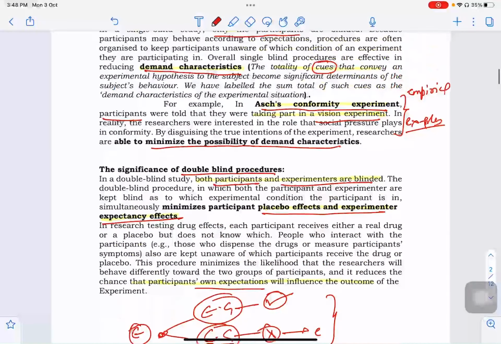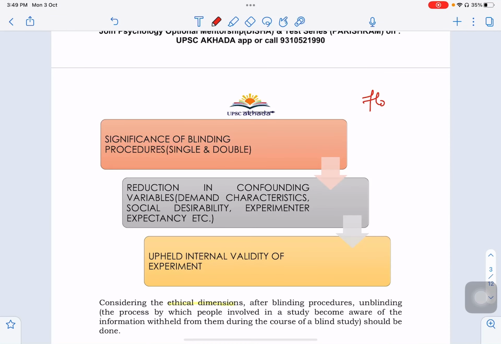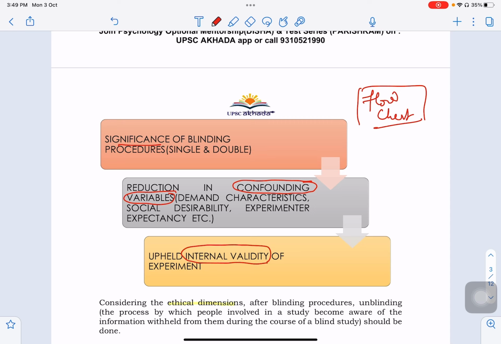We discussed the significance of both. Then you can make a simple flow chart. You can make it on your own. Like I thought about how we can make it, what could be the significance? In general, we have to reduce the confounding variables, which may be demand characteristics, social desirability factor, experimental expectancy, etc. We have to reduce these so that the internal validity aspect, the soundness of the experiment, can be upheld or we can restore it.